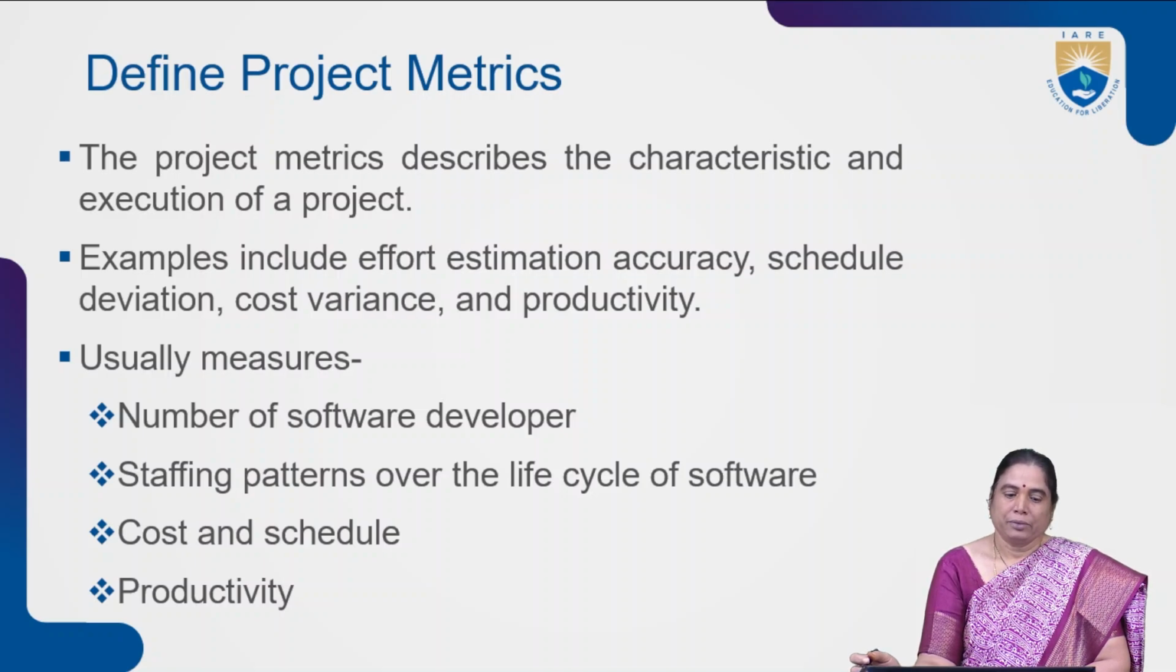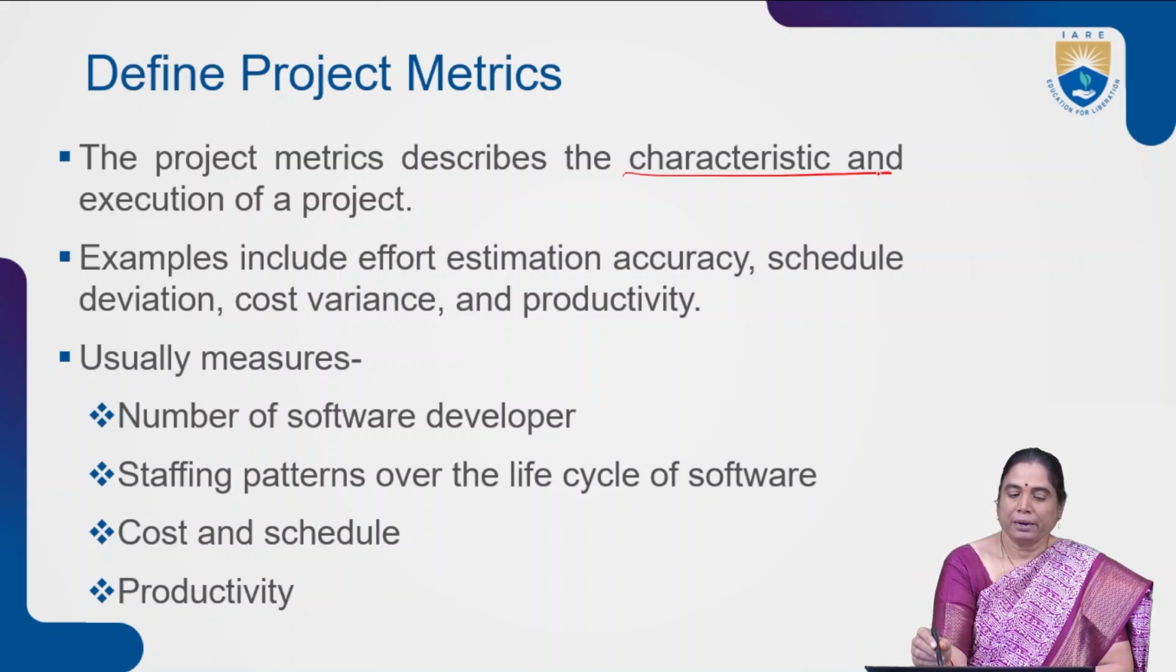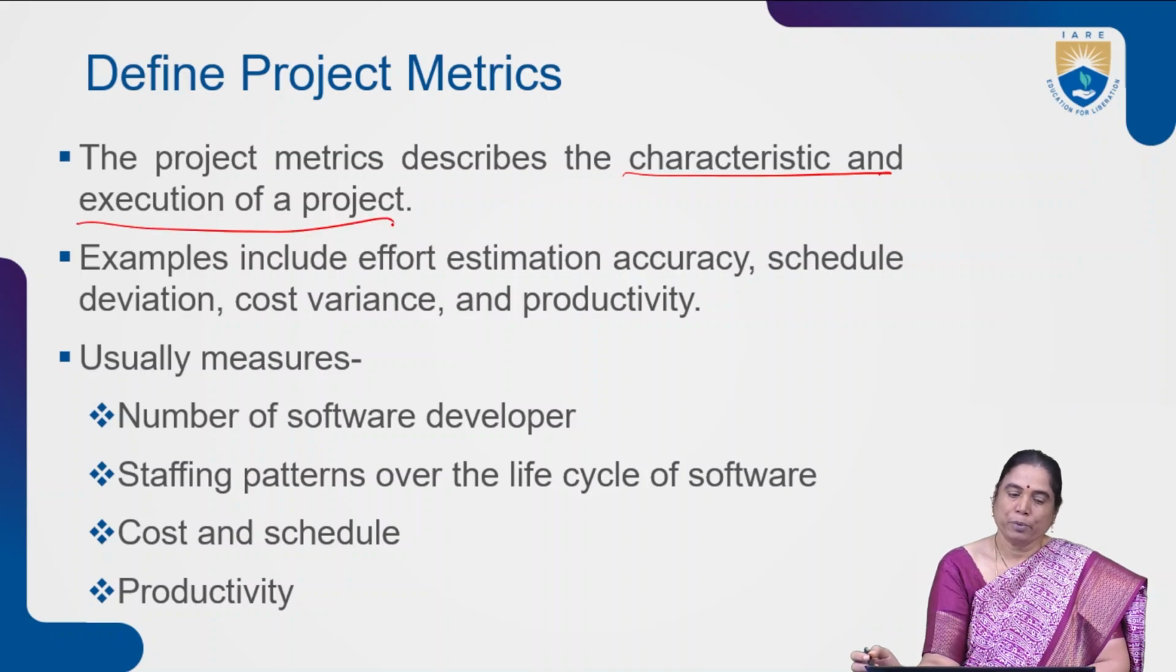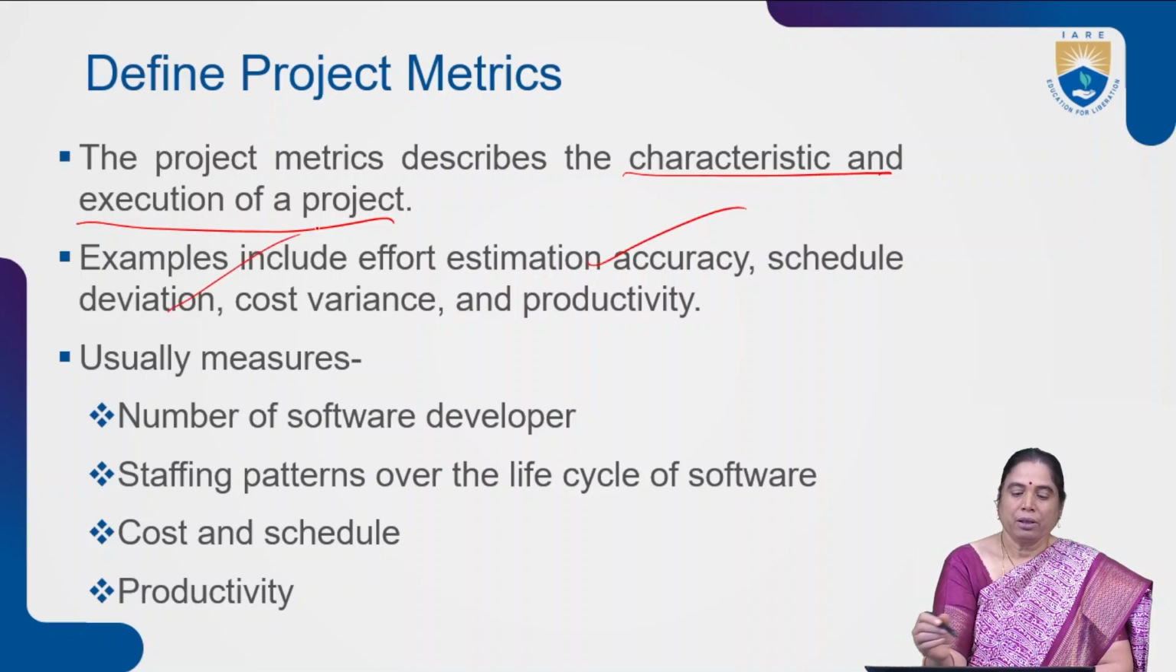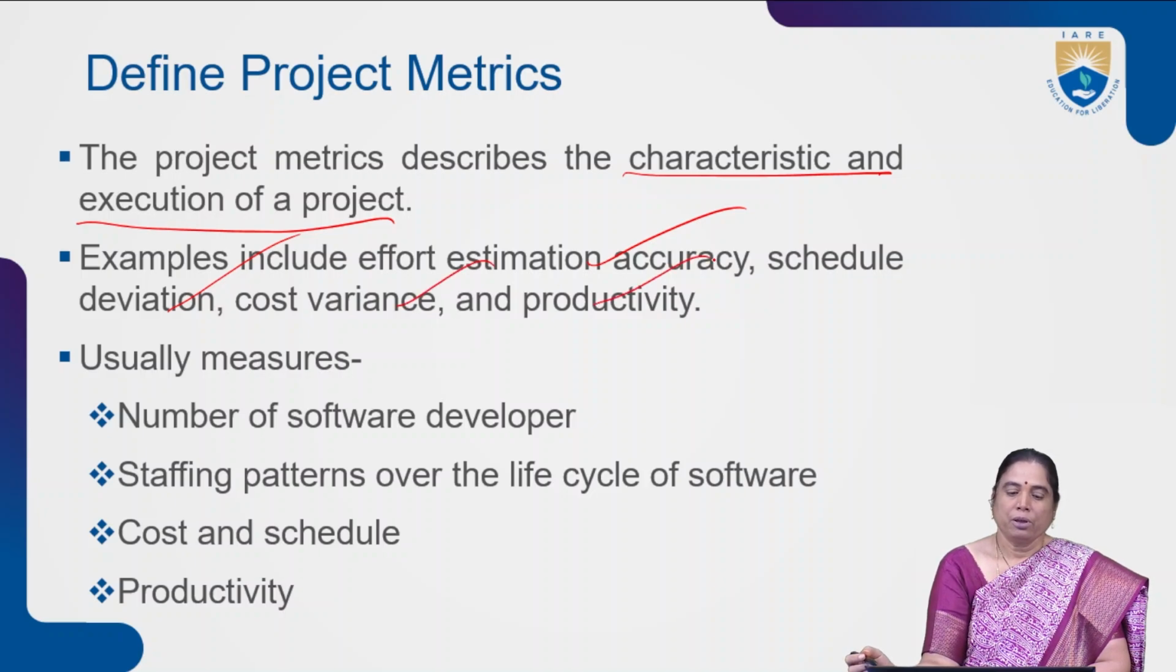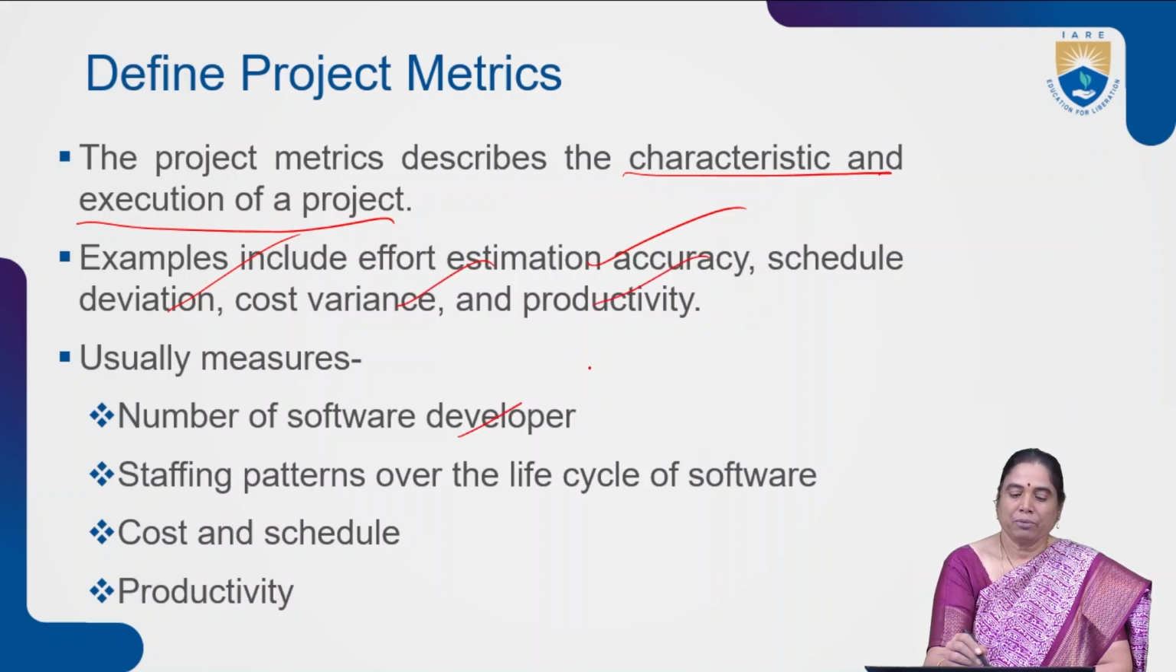Define project metrics. Metrics are majorly used for measurement or quantitative assessment of the processes for software development. The project metrics describe the characteristics and execution of a project. Examples include effort estimation accuracy, scheduling deviation, cost variance, and productivity. Usually, measures are the number of software developers, staffing patterns over the life cycle of the software, cost and schedule, and productivity.